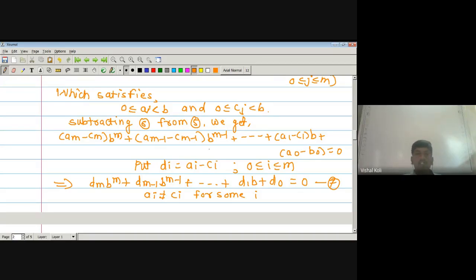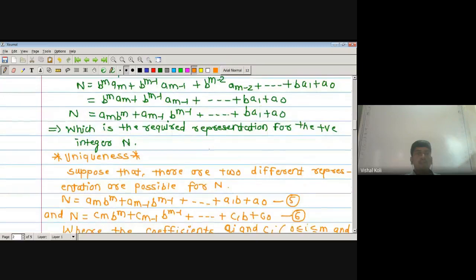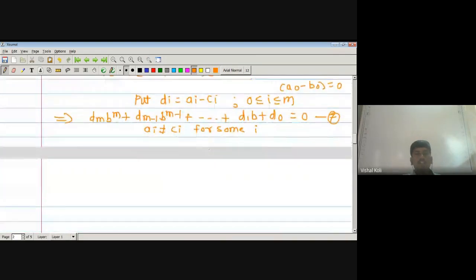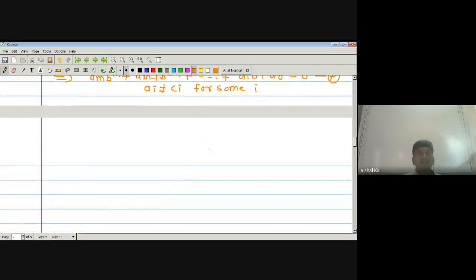As we have assumed that these two representations for n are different, then obviously here we get ai is not equal to ci for some i, which implies ai minus ci is not equal to 0 for some i. Since ai and ci are different for some i, that is ai minus ci, which is nothing but di, is not equal to 0 for some i, which is from the given.